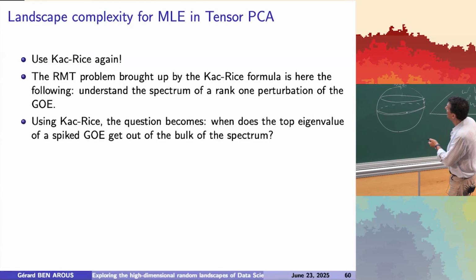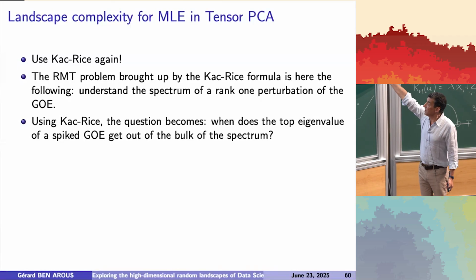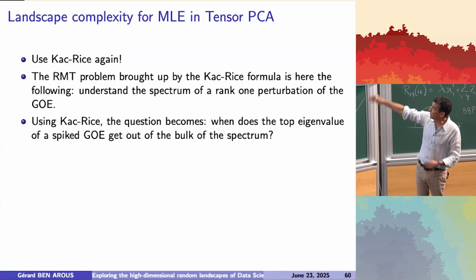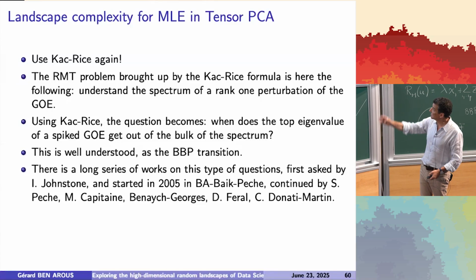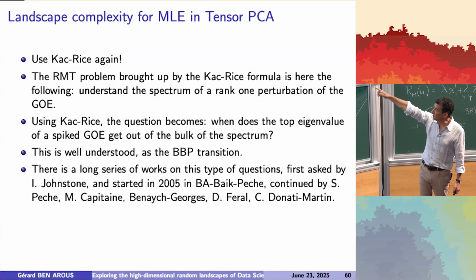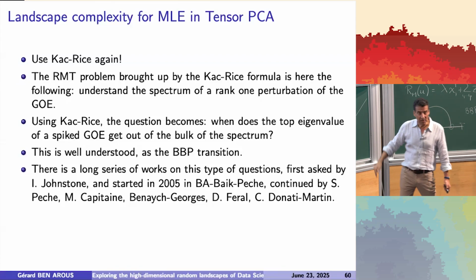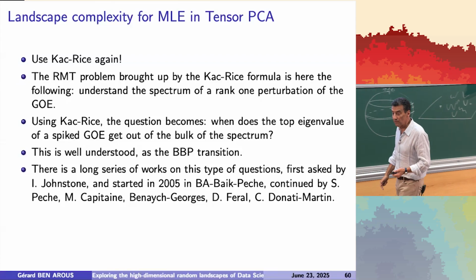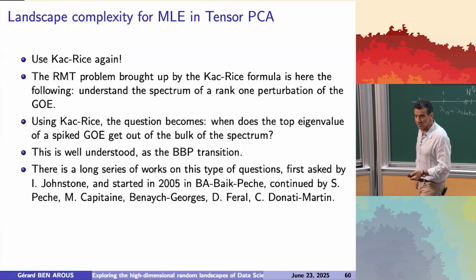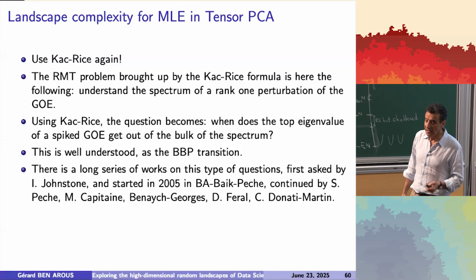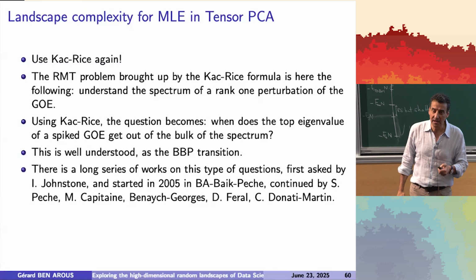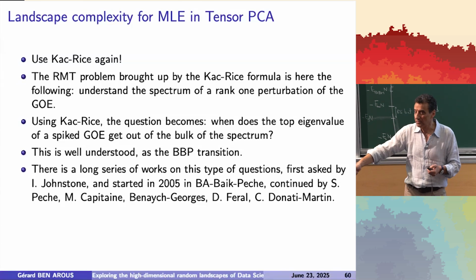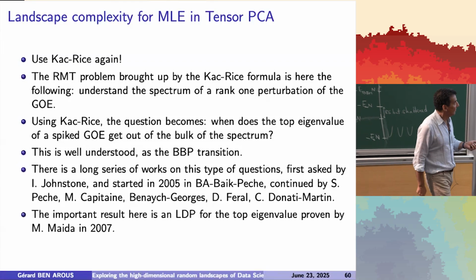Okay, so here the question is: when does the top eigenvalue of this spiked GOE get out of the bulk of the spectrum? This is the BBP transition. There's a long series of works. This started in 2005, and this work was Baik, Ben Arous and Péché, hence BBP, continued in many, many works. This question was asked by Iain Johnstone from Stanford. The motivation was statistics. It was PCA. So we're coming full circle back to statistics here.